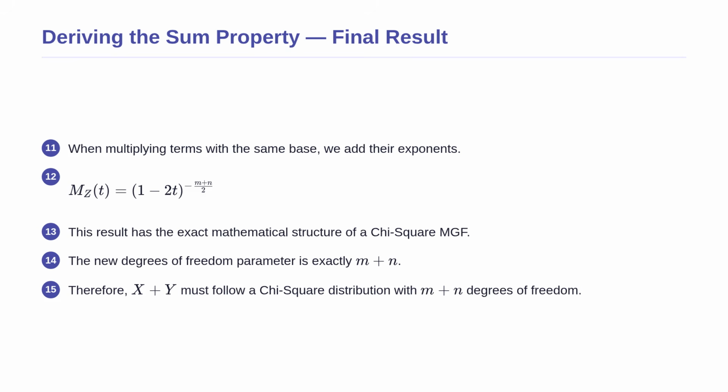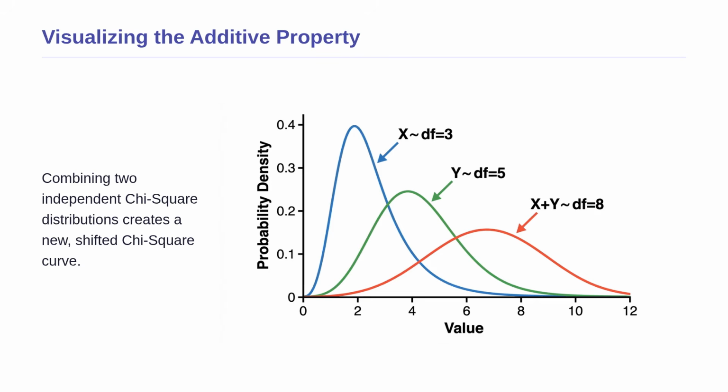Look closely at this final result. It has the exact same mathematical structure as the generic chi-square fingerprint we started with. But the degrees of freedom parameter is now m plus n. Because this MGF perfectly matches the fingerprint of a chi-square distribution with m plus n degrees of freedom, we have successfully proven that the sum must follow that exact distribution. So, we have proven that the additive property holds.